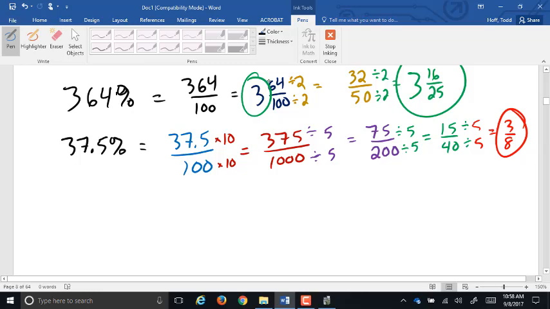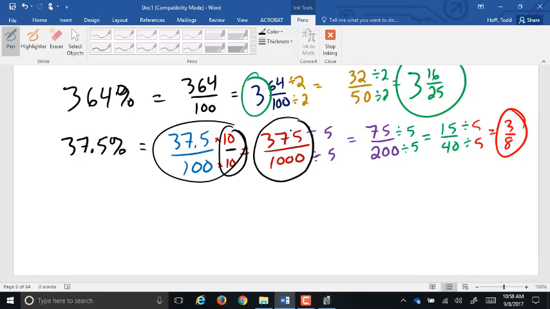Nope, that's gone. When we multiplied by 10 over 10 here, that's like multiplying by 1. So we changed the appearance, but we didn't change the value. We changed the appearance so the decimal point's gone, but it's still the same value. So we don't have to do anything more with that decimal point. It's gone.